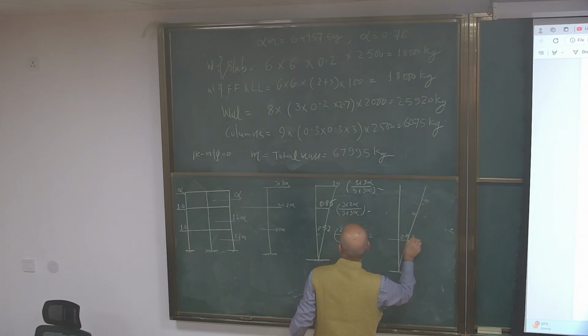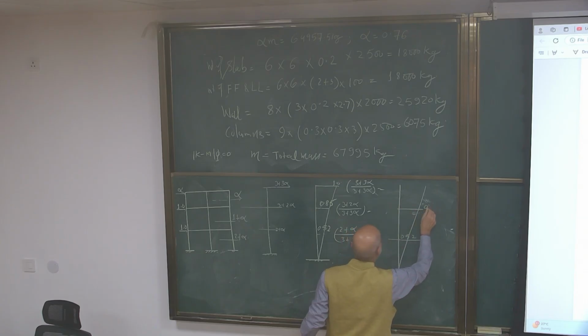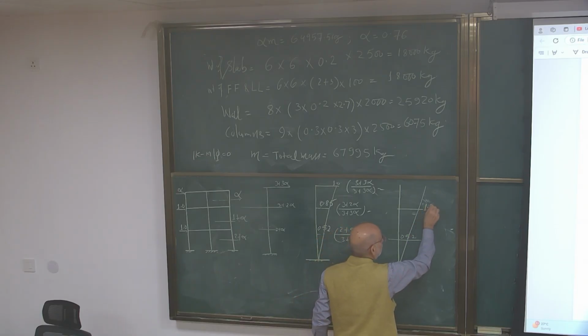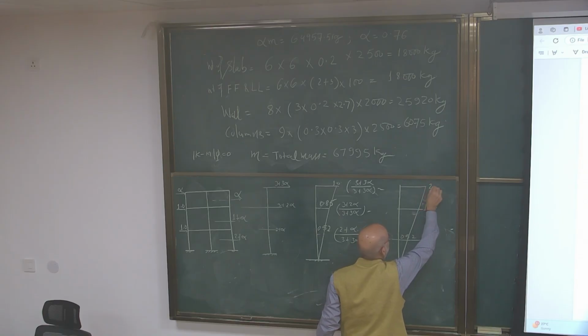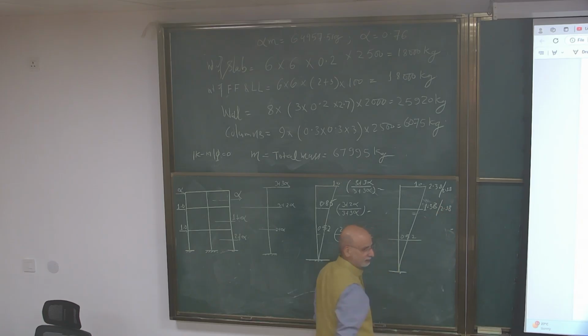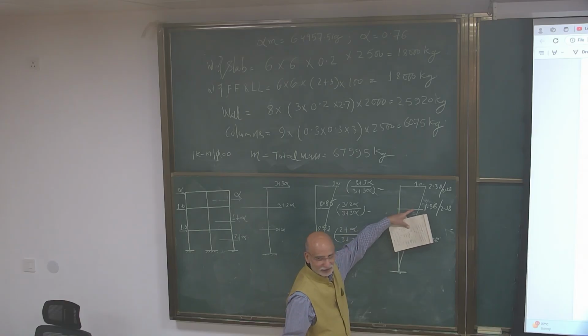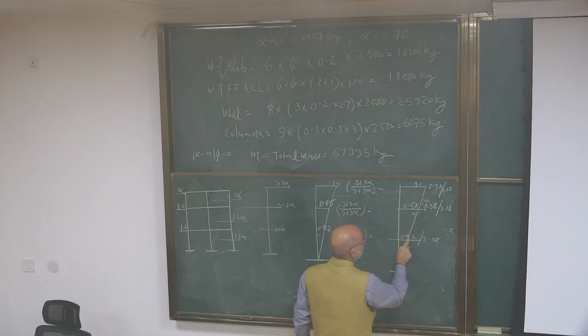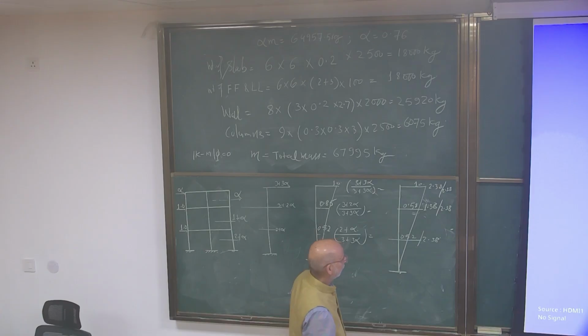So this is 0.52. Here, 0.86 plus 0.52, how much is it? 1.38. Okay, and add 1 here, so 2.38. Now divide by 2.38, so this becomes 1. This number becomes what? 0.58. This becomes what? 0.22.